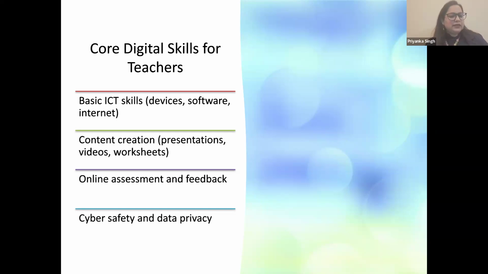Cyber safety and data privacy, as I mentioned earlier as well, you should know how to make your content safe for your students. Always keep in mind while designing anything, you should keep in mind the target audience, you should keep in mind their age group so that they are also well aware that yes, this particular piece of information is safe for me to read and to pursue.